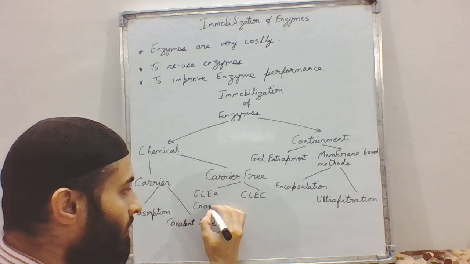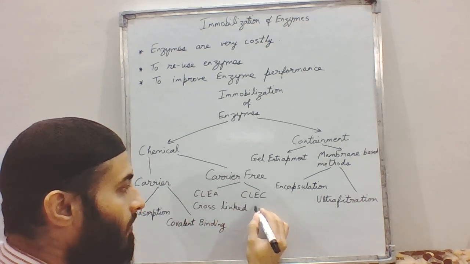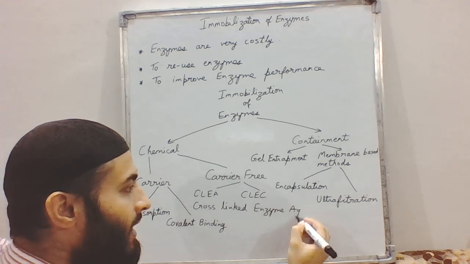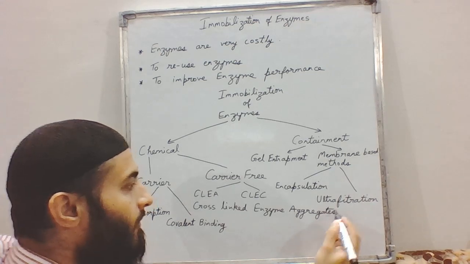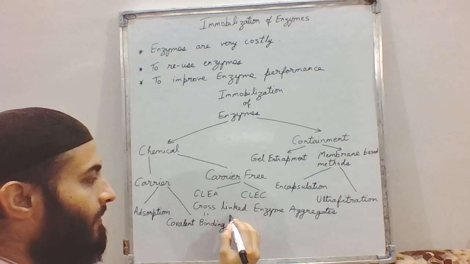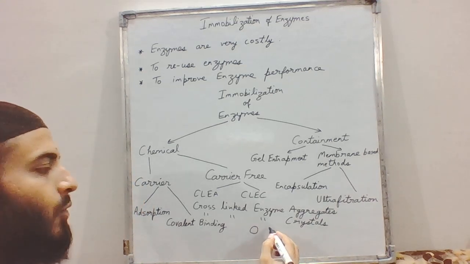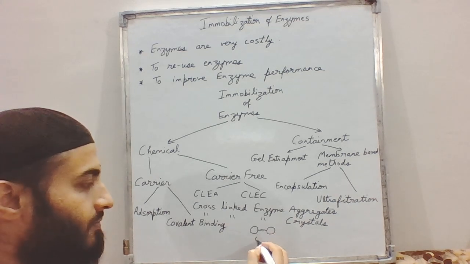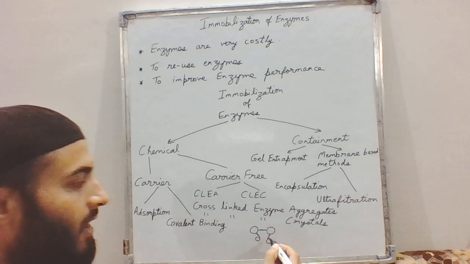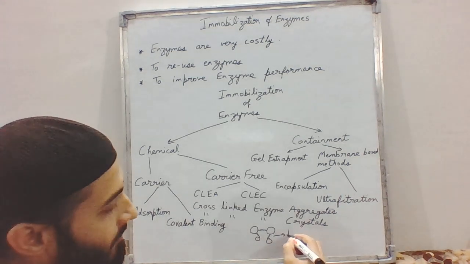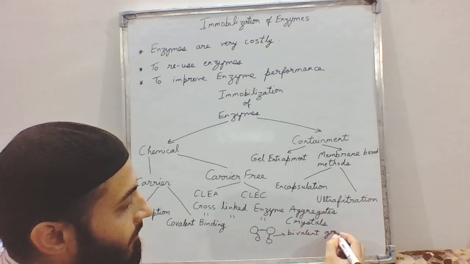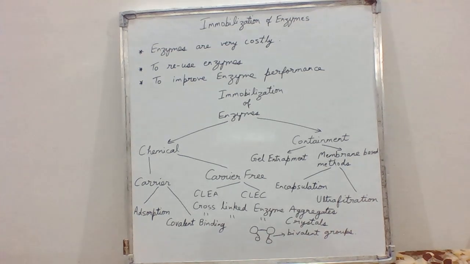This is cross-linked enzyme aggregates, and CLEC is cross-linked enzyme crystals. So basically the enzyme moieties, the protein molecules, are joined by multivalent or bivalent groups. So all those groups that we were using for spacer arms, we can use here to achieve this binding.